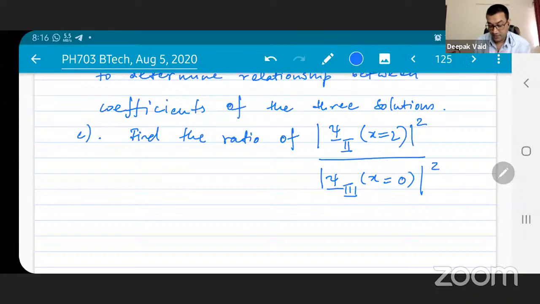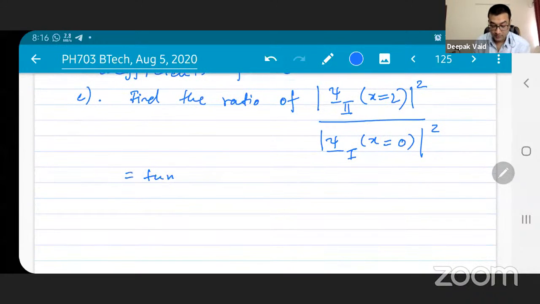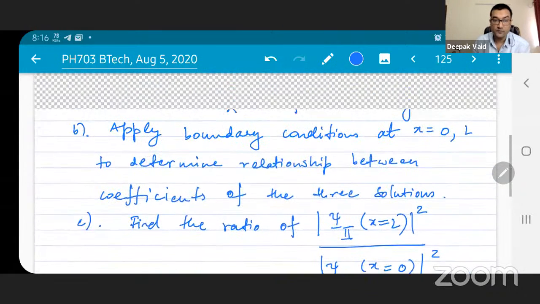Either way, maybe it's better to say this. What this gives you is the probability that the particle will tunnel through the barrier. And this is for when the energy of the particle is less than V naught. Okay, so this is the homework problem.